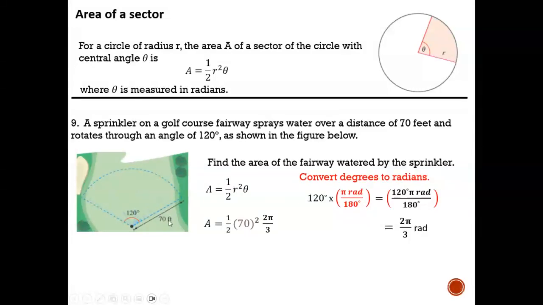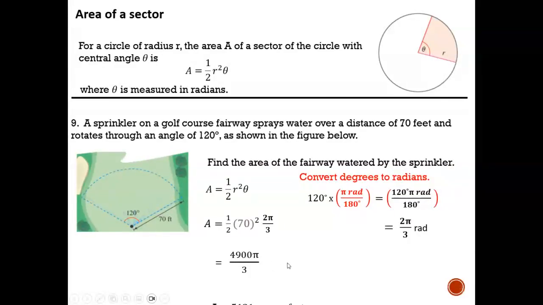So area is 1/2, the r value is 70, 70 squared, times my theta value, 2 pi over 3. Let's see, I'm going to multiply out what I can. So 70 squared is 4,900. This 2 cross reduces with this 2, so 4,900 times pi over 3.